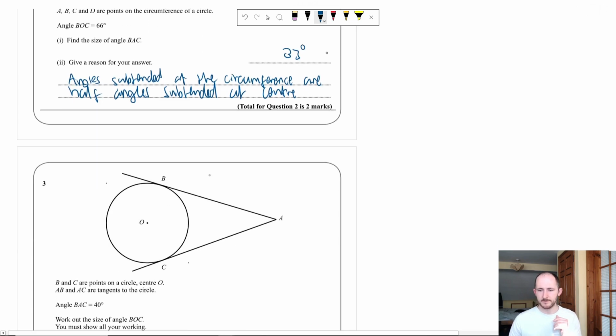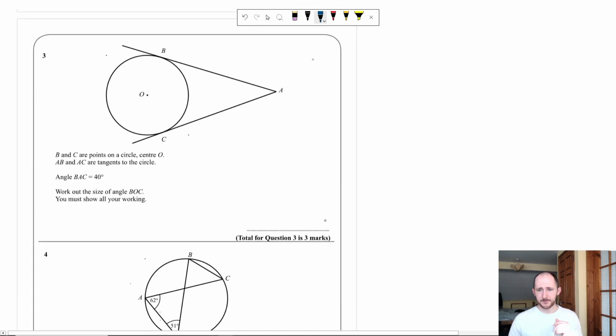Okay, now, here's where things get a bit more spicy, 3 marks. So B and C are points on a circle, and AB and AC are tangents to the circle. Angle BAC, so this angle here, is equal to 40 degrees. So again, you need to be able to label up diagrams yourself sometimes. And we need to work out the size of the angle BOC. So I need to actually draw this angle on.